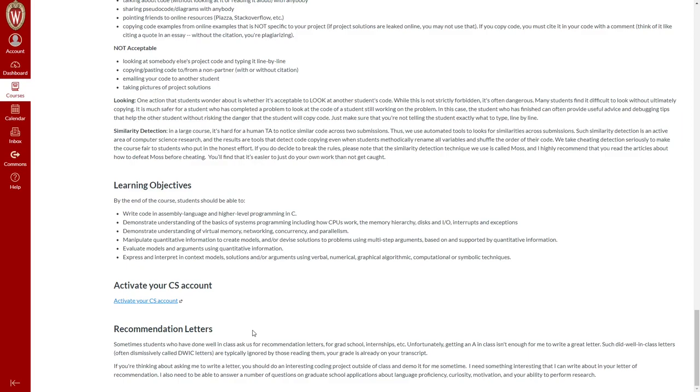But if you do want me to write a letter, I need to know something interesting about you guys so that I have something to write about other than, yeah, I got an A in class. And a number of questions on graduate school applications ask me about, how is your language proficiency? How is your writing? How is the level of your curiosity? How well will you be able to perform research or work as a TA? And those are all questions that I can't answer unless I know you well enough.